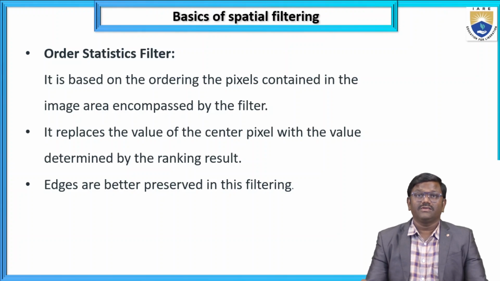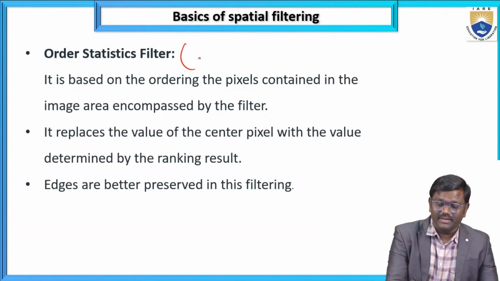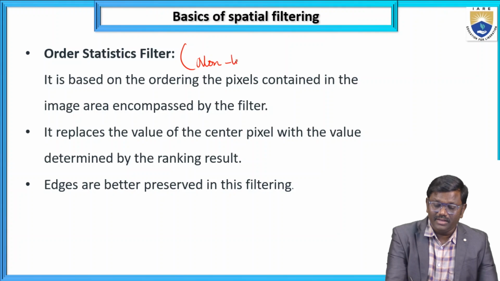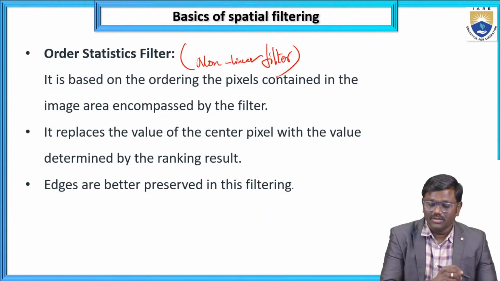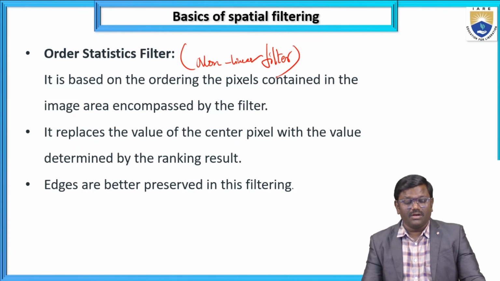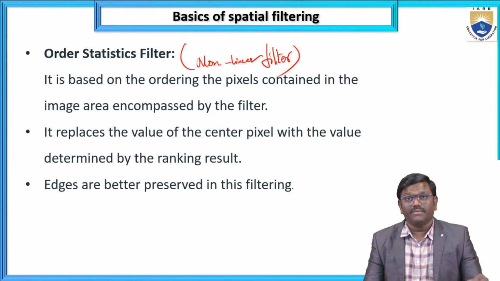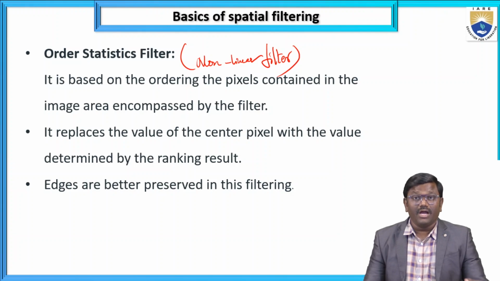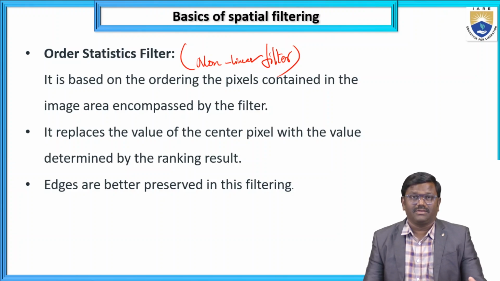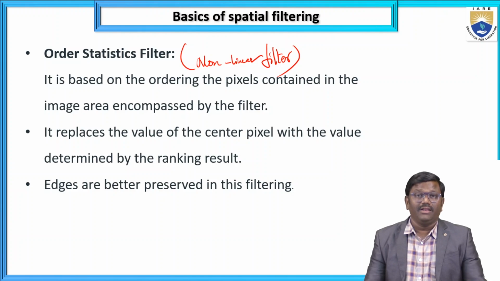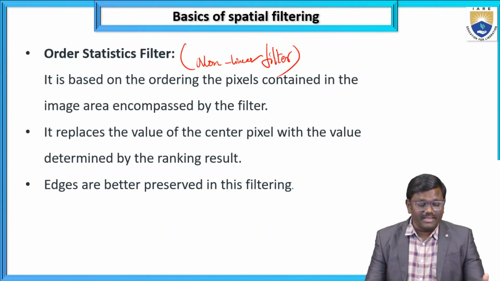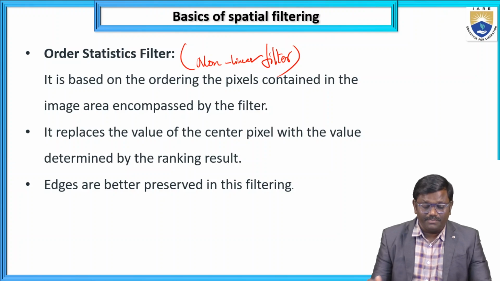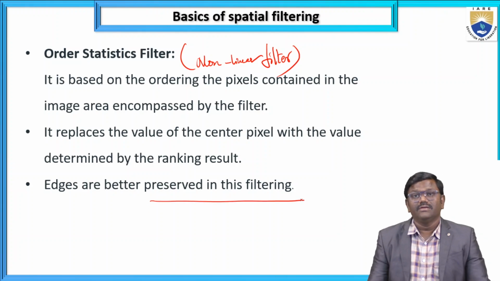Whereas the order statistic filter, which we call a nonlinear spatial filter, is based on ordering the pixels contained in the image area encapsulated by the filter. It replaces the value of the center pixel with the value determined by the ranking result. Edges are better preserved in this filter.